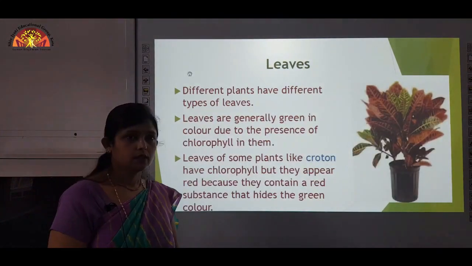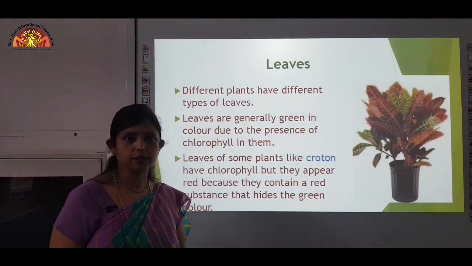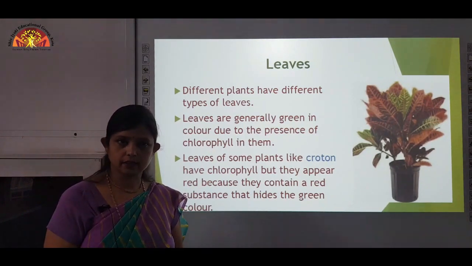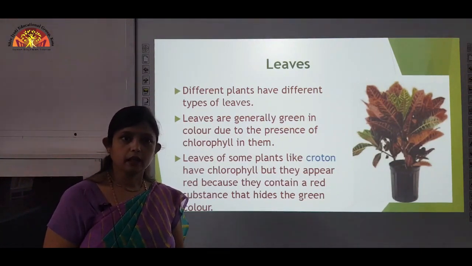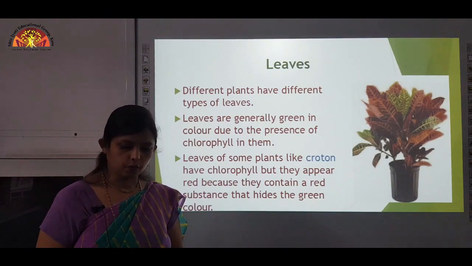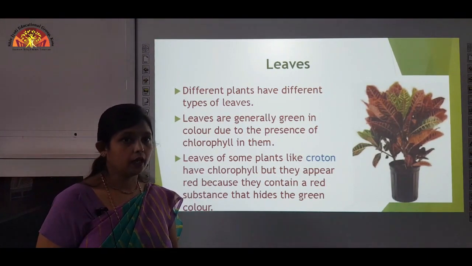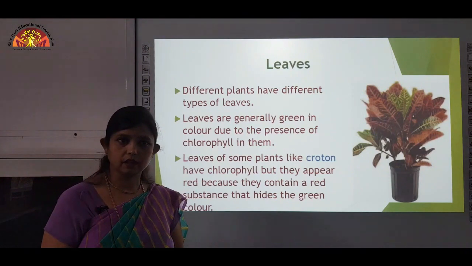Now, as in your previous classes you have studied, plants have different parts like leaves, stem, roots, fruits, seeds, etc. So, leaves are one of the parts of a plant. They are a very important part of the plant and different plants have different types of leaves. And you can identify various plants by observing their leaves.